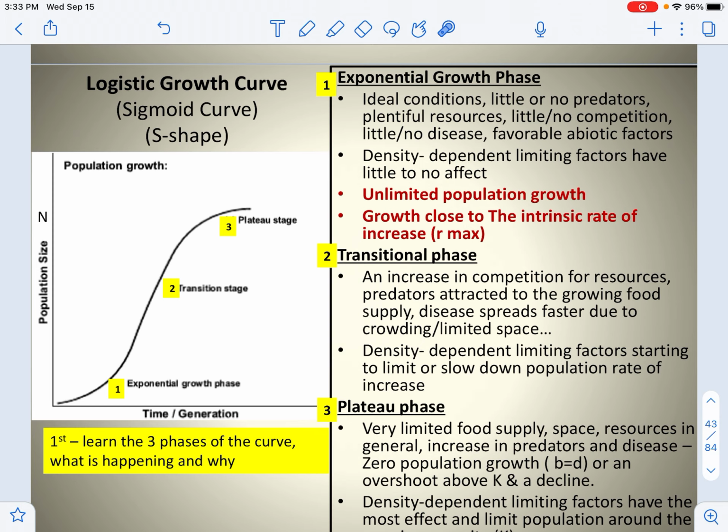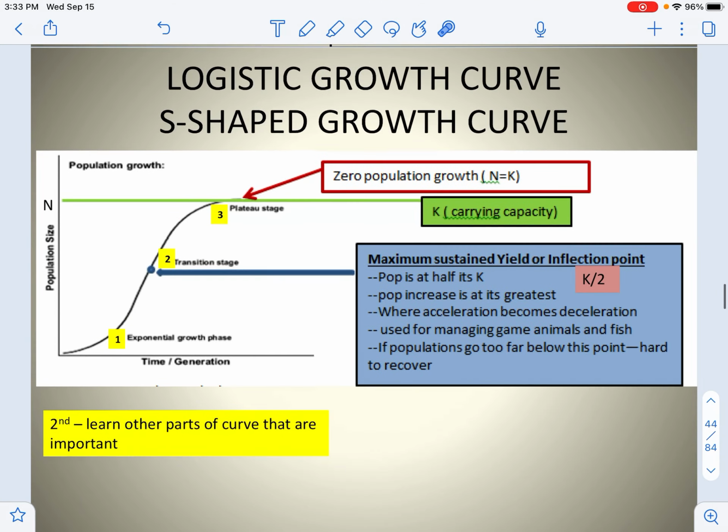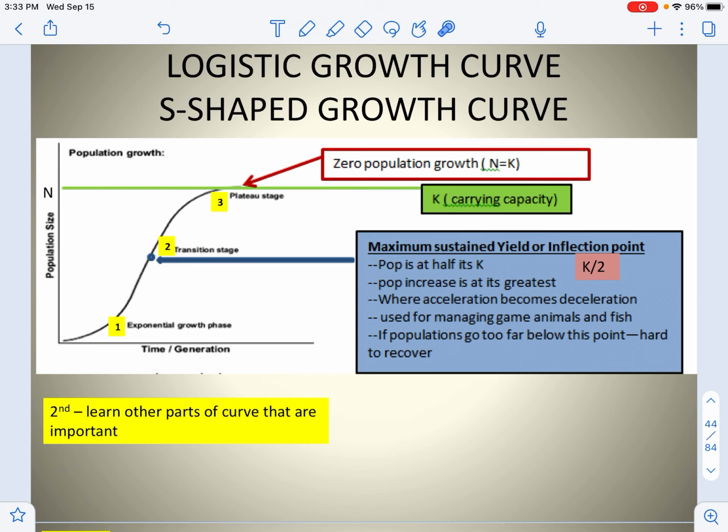So I've kind of highlighted here the 3 phases and what's happening in each for you to read through, and I'll let you just do that on your own. You don't need to have me read it to you. Again, here you can see the 3 phases. I'm pointing out a couple other things on a logistic growth curve. So the green line here would be, let's say that's our carrying capacity. And we know it's there because it's going to be where the curve levels out. So the carrying capacity has to be right there.